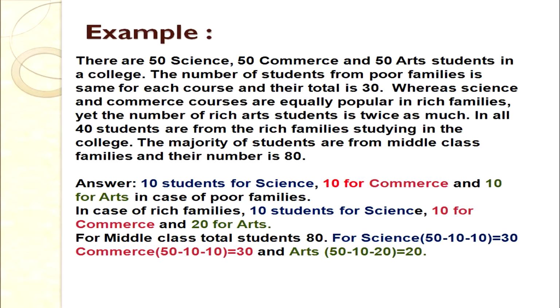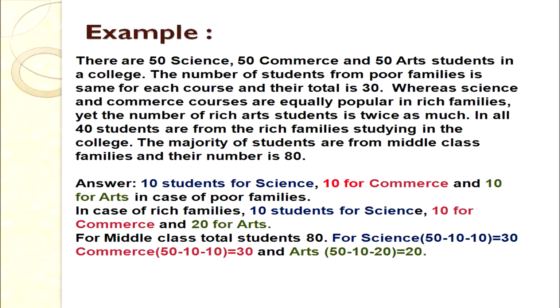Now, we have done the parts of a table, I know how to do it, what are the different parts of the table. After that, I have learned the different types of table, I can construct a table. So, when we talk about the example over here, there are 50 science, 50 commerce and 50 art students in a college.